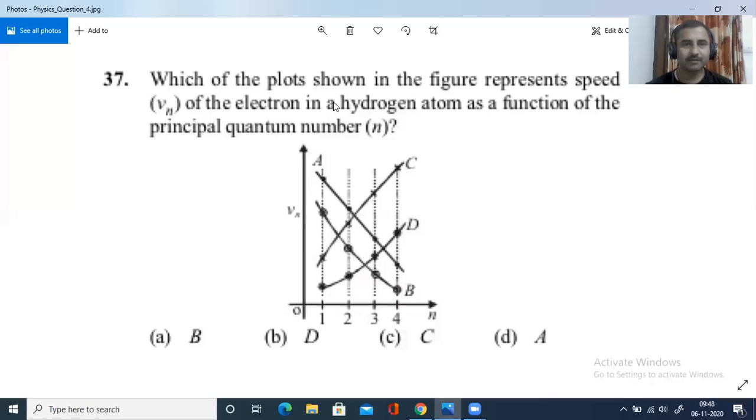Hello students, today we have a question for doubt clearance, that is, which of the plots shown in the figure represents speed Vn of the electron in a hydrogen atom as a function of the principal quantum number n? So we have four graphs A, B, C and D, and we have to find out which represents the relationship between the principal quantum number n and the speed of the electron Vn. So let us find it out.